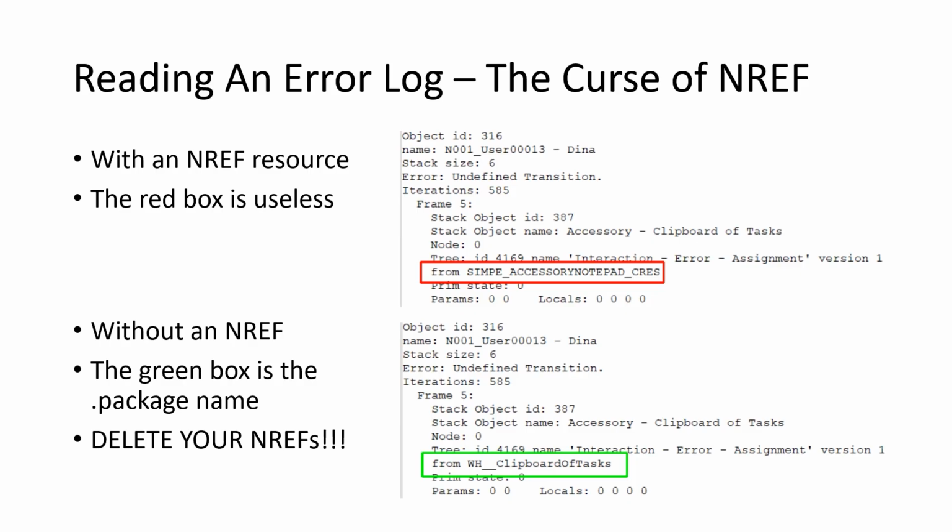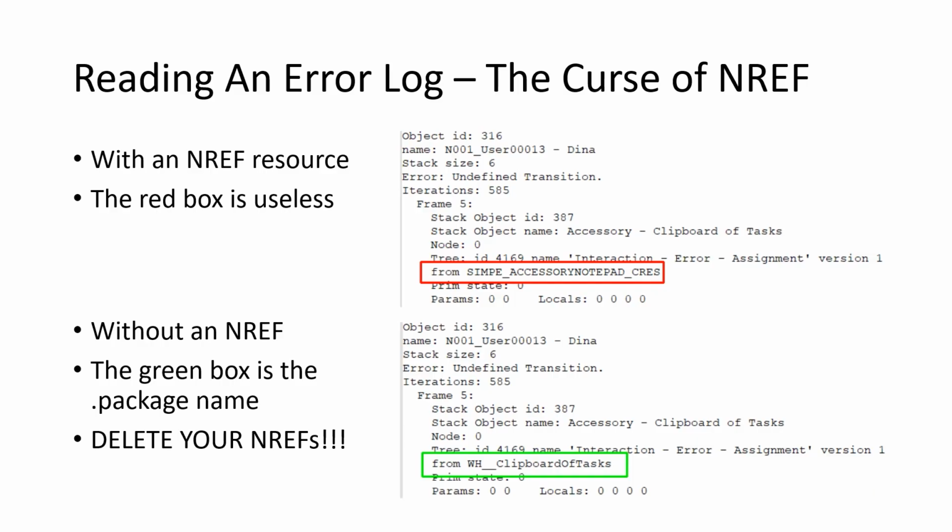Then another gotcha, I'm just going to mention it again, is the curse of nrefs. SimPE, when it clones objects, leaves this resource in the object called an nref. And it tries to set it to something helpful. So when I cloned this accessory clipboard of tasks, SimPE created myself an nref that said SimPE accessory notepad _cres. Yeah, that's really useful, because if that just pops up out of nowhere, you don't know which package file that is in.